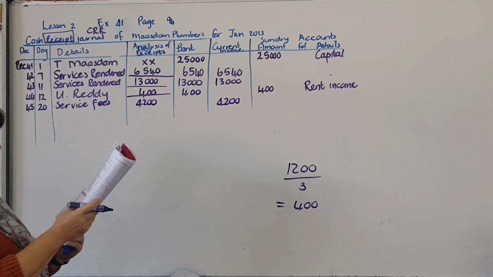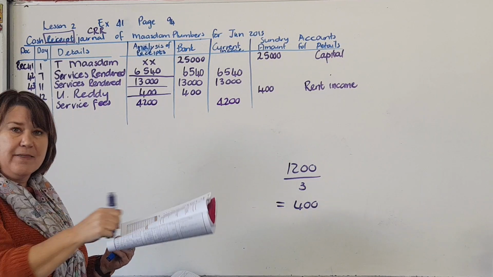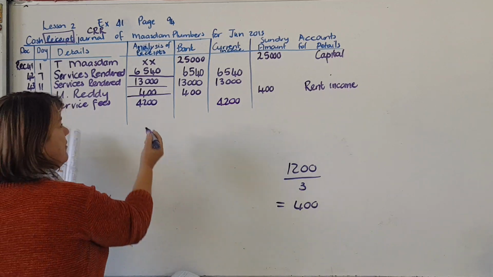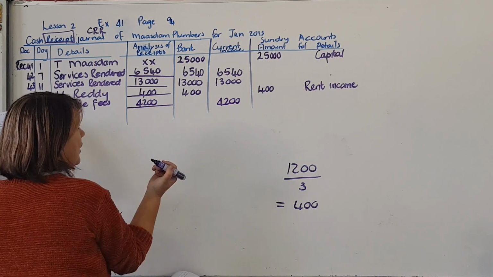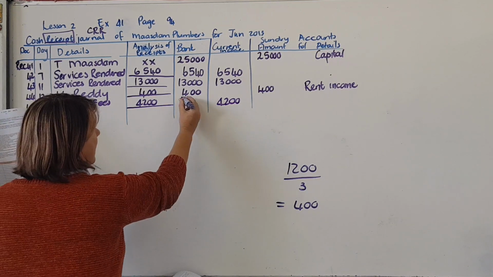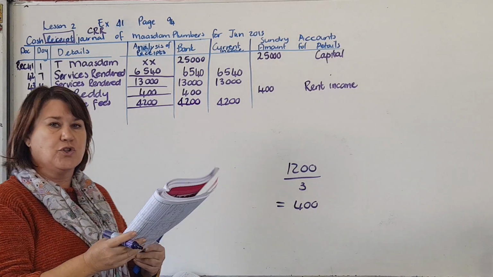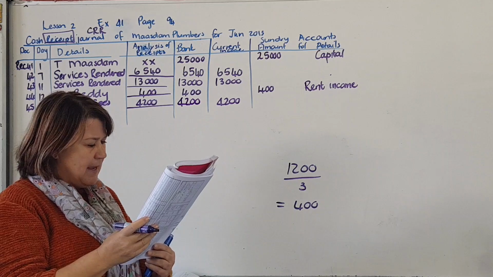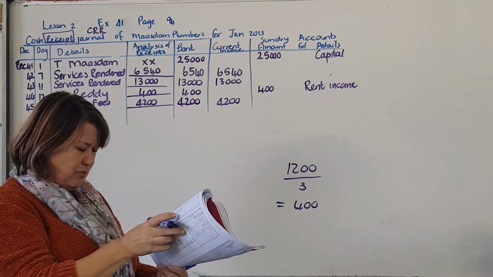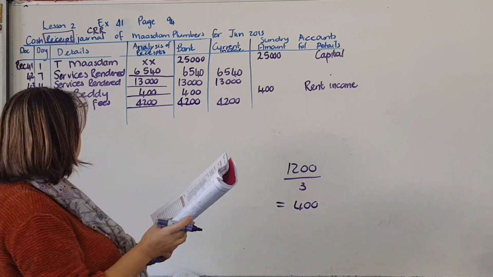Now you have to go and see, did I receive any other money on the 20th? And the answer is no. So what I'm going to do, I'll draw my deposit line, and the very next day I'm going to bank 4,200 Rand. Then my next transaction will be on the 29th.